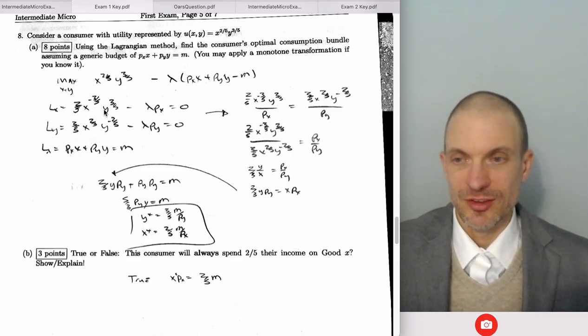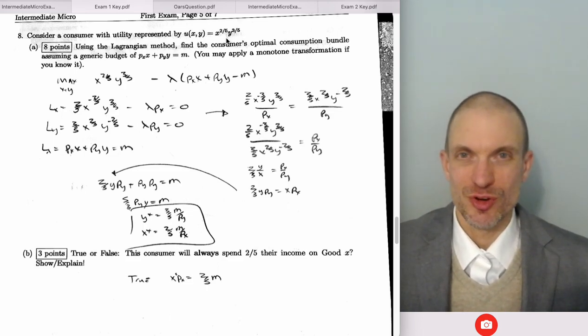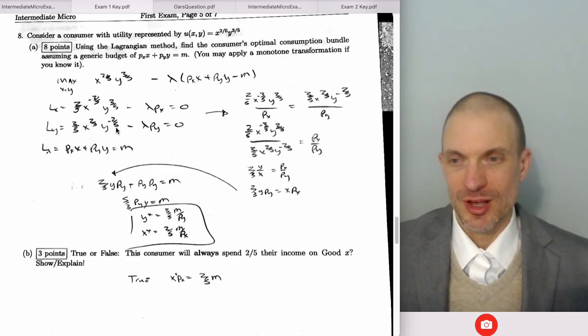So it stays there. Same thing when I take this partial with respect to y, it's going to be 3/5 x to the 2/5, y to the minus 2/5. Because x to the 2/5 is a constant. It's almost like a coefficient when I take the partial with respect to y. So it comes along for the ride.